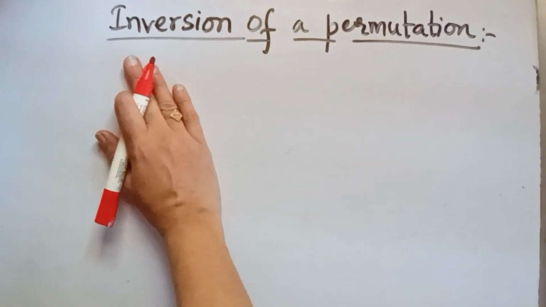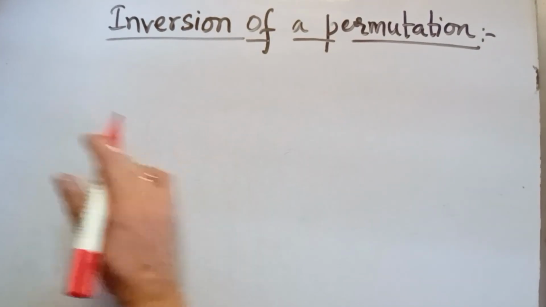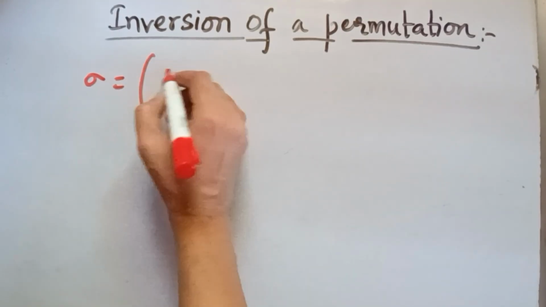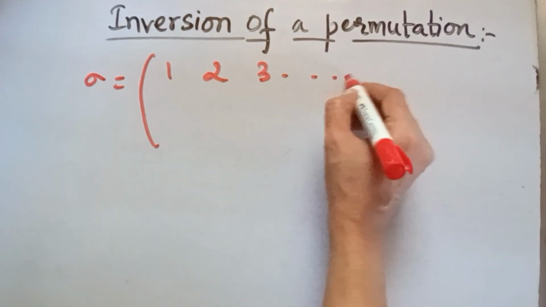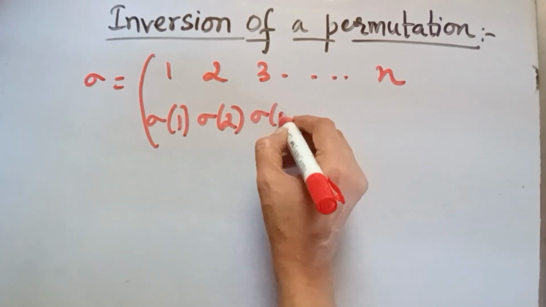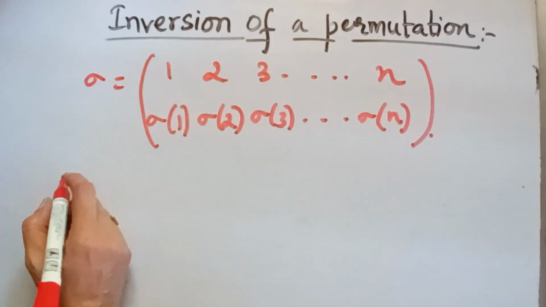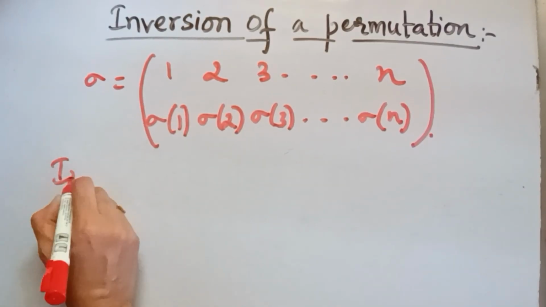Now let us explain what is inversion of a permutation. Suppose you have a permutation sigma equal to 1, 2, 3, and so on up to n. Then these are sigma 1, sigma 2, sigma 3, and so on up to sigma n images. So first let us define inversion of a symbol i.